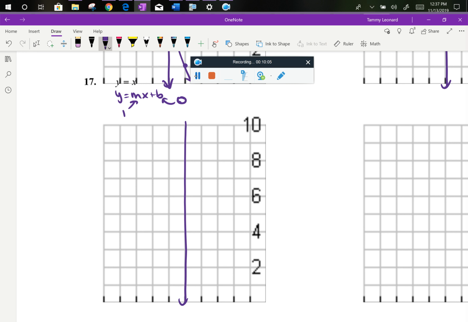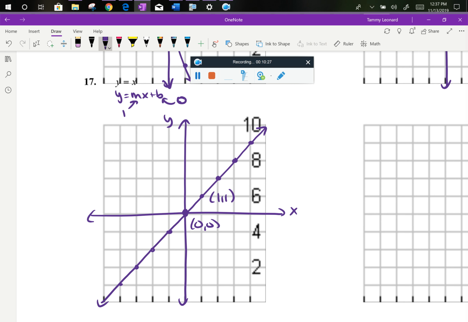So putting my axes in, I can see that I'm going to start at the origin, the y-intercept of 0, and I'm going to go up 1, to the right 1, all the way across the graph, and down 1, to the left 1, all the way across the graph to get this 45-degree line. I'll label (0, 0) and just the next point, but you can pick any second point you want to label.